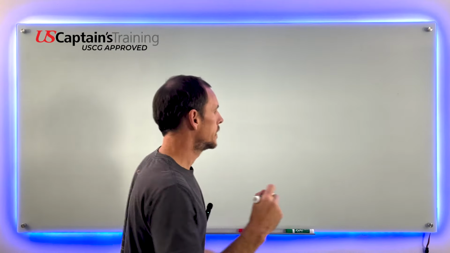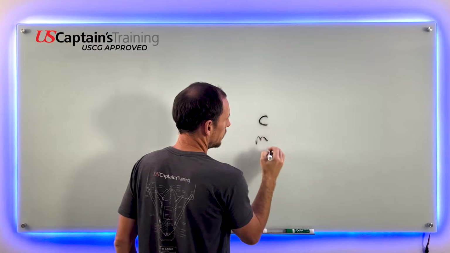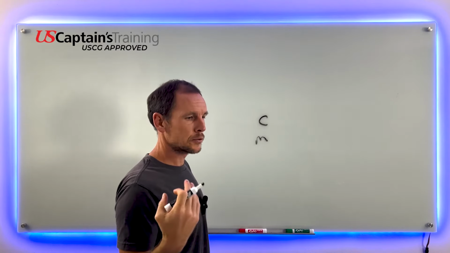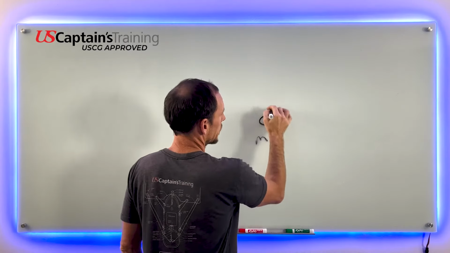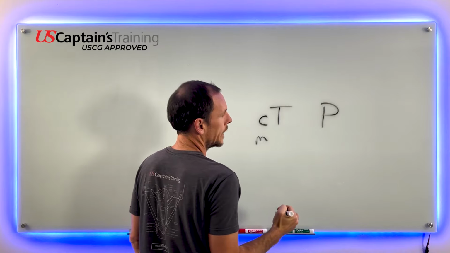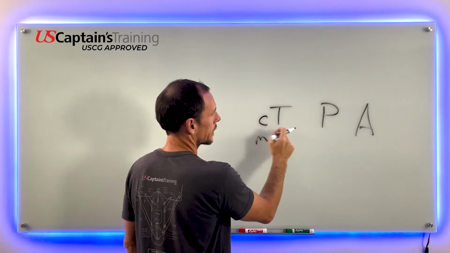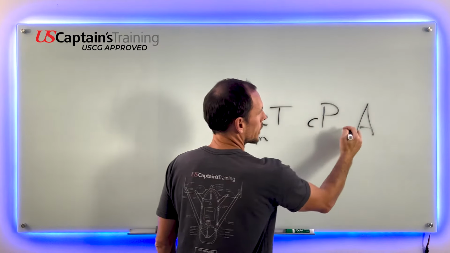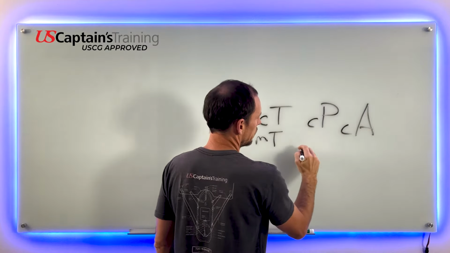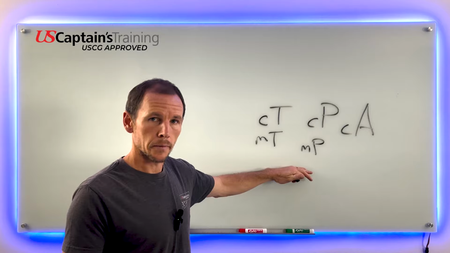They write them like this. Continental is little c. Maritime is little m. And then the temperature, so this is the humidity, the temperature is represented by a large letter. Tropical is large T. Polar is large P. And Arctic is large A. So you get continental tropical or continental polar or continental Arctic. And you get maritime tropical or maritime polar. These are the main source regions of air masses.